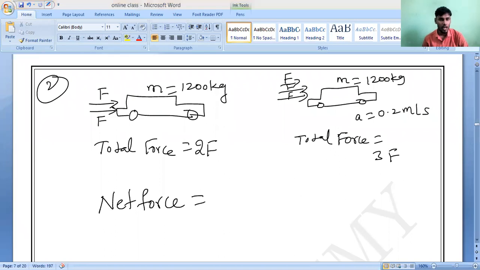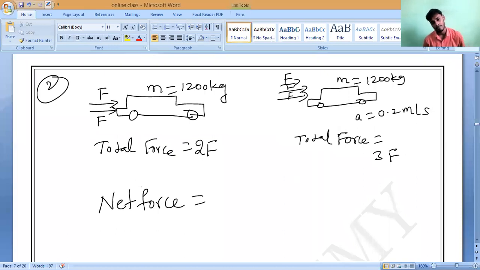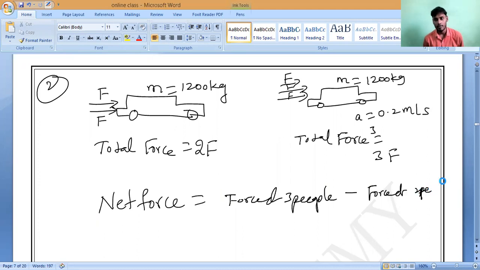Net force equals how much? Please speak. What is the net force, Elamukil? Force of 3 people minus force of 2 people. Correct or not? Yes, sir. So this is the total force of 3 people minus the force of 2 people. Do you understand it? Yes, sir.